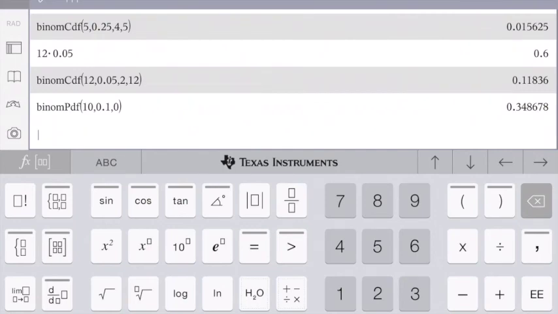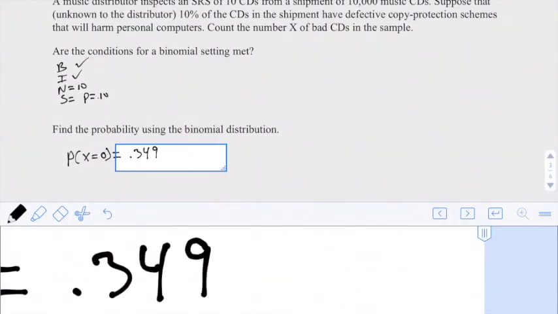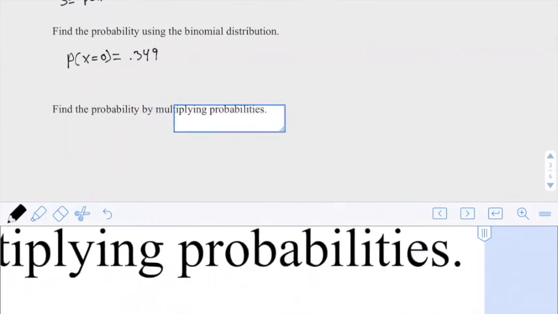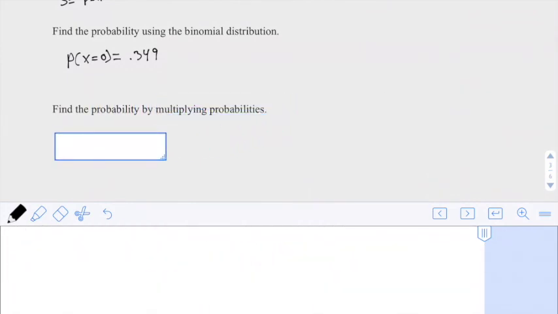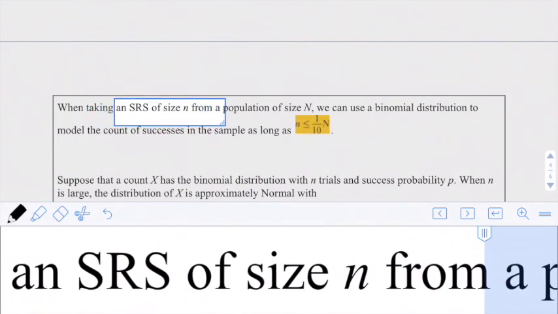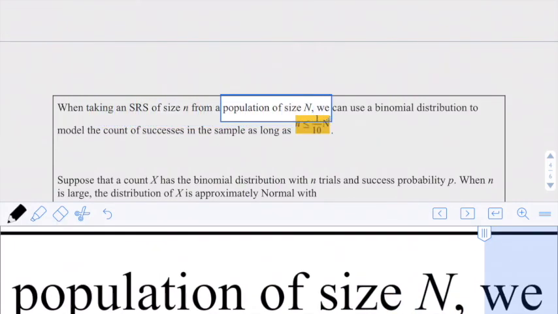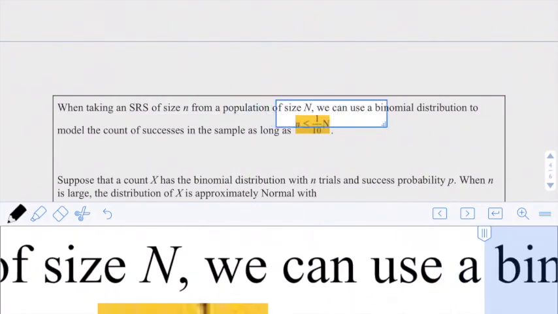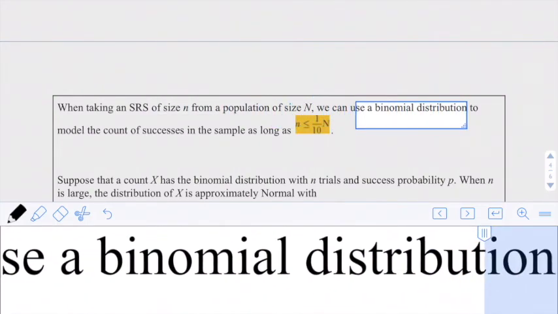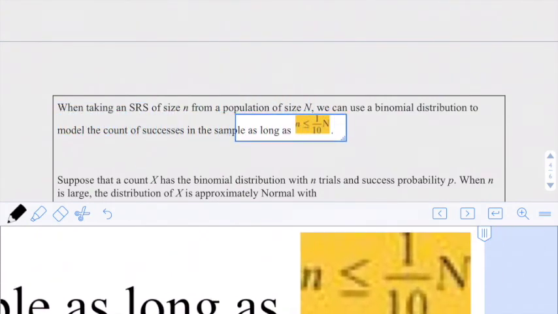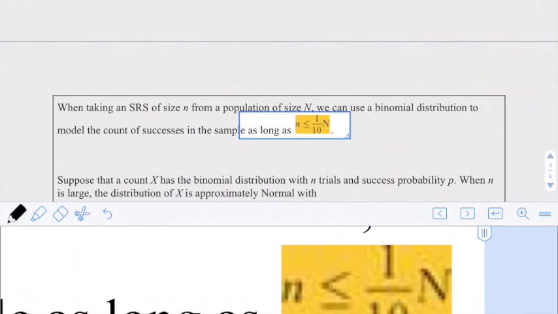0.348. I'll round that to 0.349. Find the probability by multiplying probabilities. Remember we said 0.10 times 10. When taking an SRS of size n from a population of size big N, sometimes they do that, that's rare. We can use a binomial distribution to model the count of successes in the sample as long as n is less than a tenth of the size.